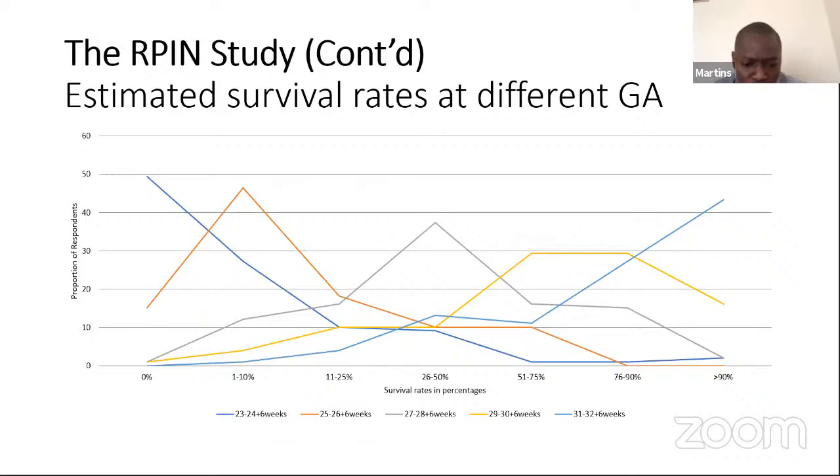Now, if you look at 27 to 28 weeks, which is the gray one, you can see it's still 26 to 50% chances of survival. So again, it shows that for babies from 27 to 28 weeks, their chances of survival are higher. This is an individual response. We didn't really look at the hospital data to state their survival rate, which is also a limitation to our study. Next slide.